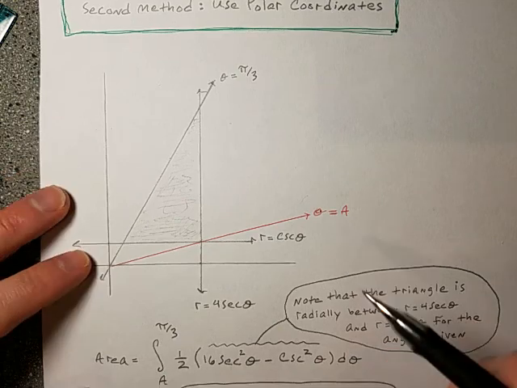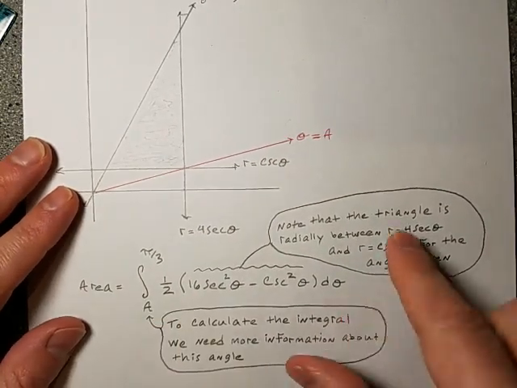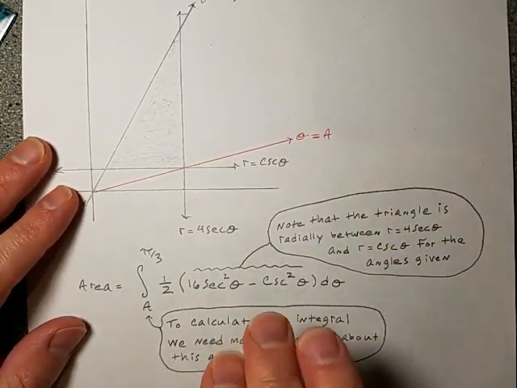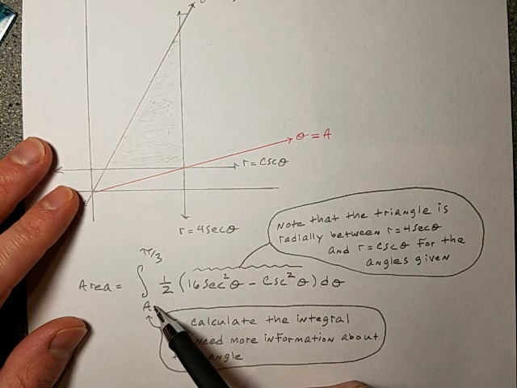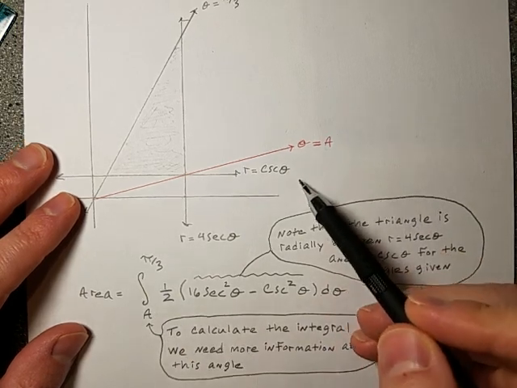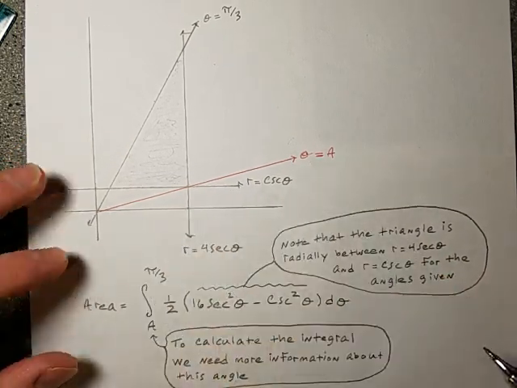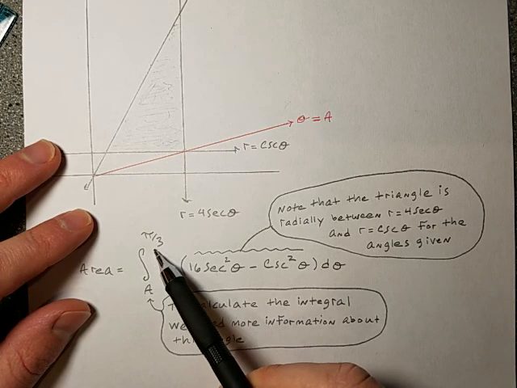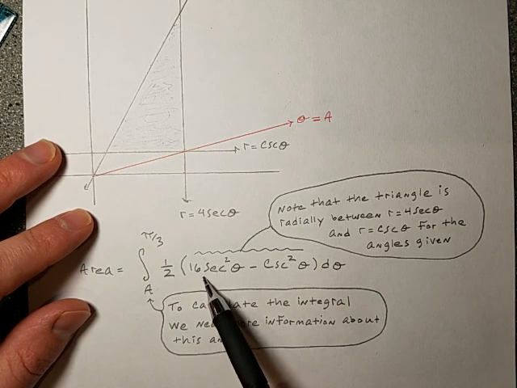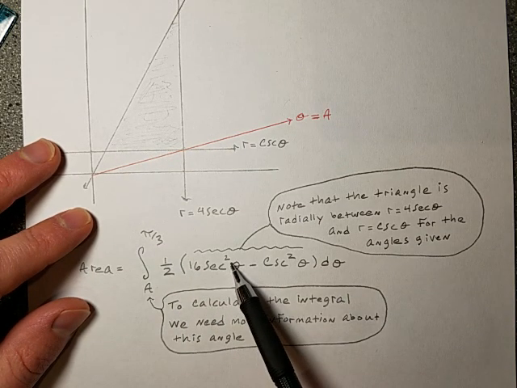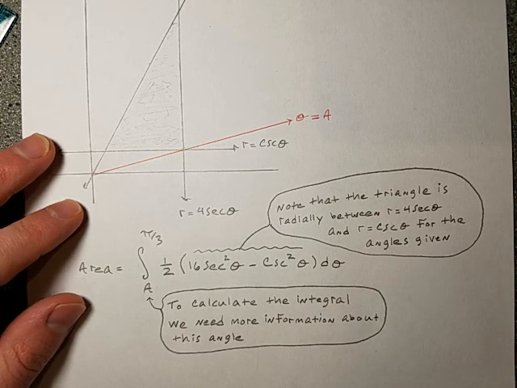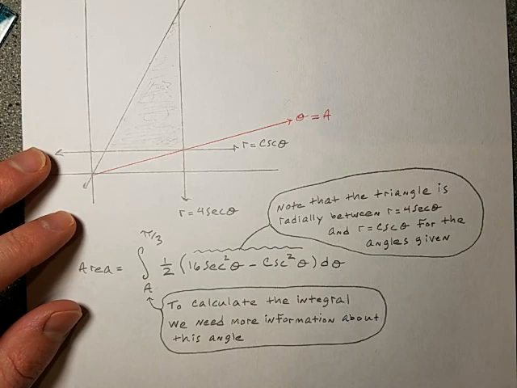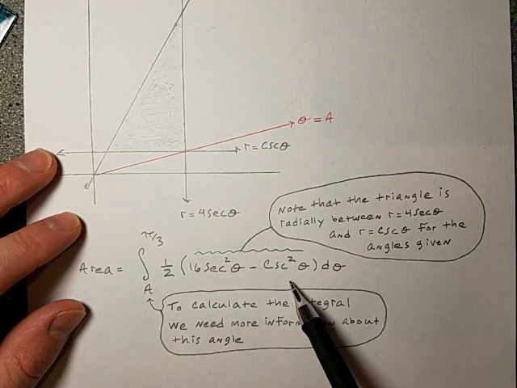All right, here would be the setup. This integral would work in polar coordinates. The bounds of my integral are angle A, which I haven't told you anything about yet besides to include it in the picture, to pi over 3, of 1/2 times 16 secant squared minus cosecant squared d theta. I want you to notice some things about this. Why put it like that?